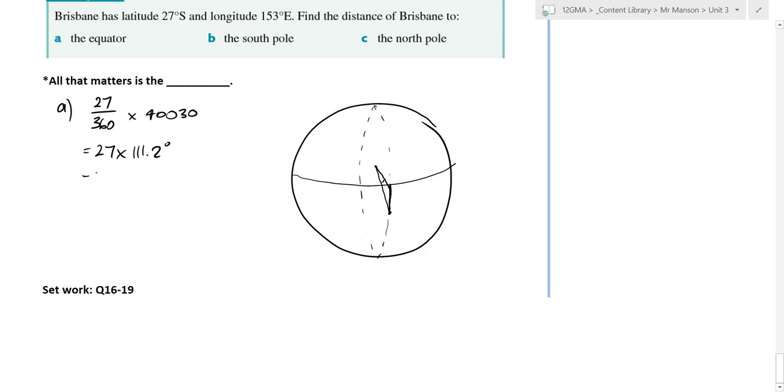So just keep that in mind. What is 27 times 111.2? That shouldn't say degrees, so that should say kilometres. 3,002.4. Thanks.